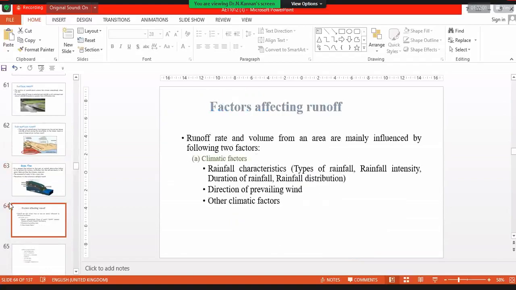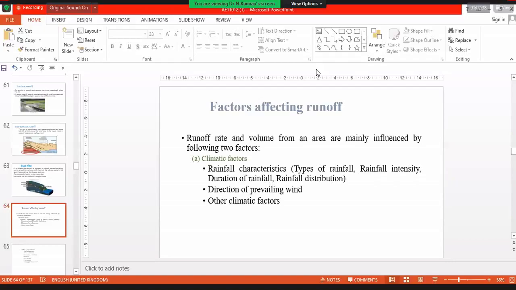So we will see factors affecting runoff. We are going to discuss all these factors systematically just to understand the process. Runoff rate and volume from an area are mainly influenced by the following factors. First, we will talk about climatic factors. There are different types, and we can talk about different sub-themes under this. First, rainfall characteristics.